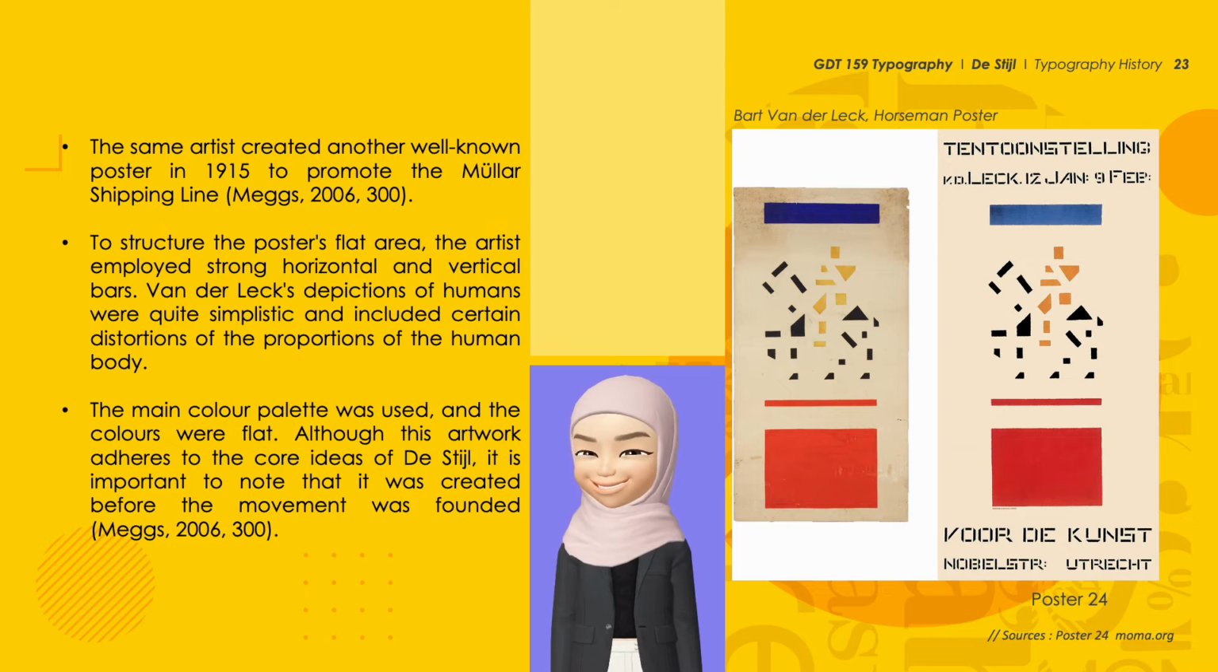The same artist created another well-known poster in 1915 to promote the Müller shipping line. To structure the poster's flat areas, the artist employed strong horizontal and vertical bars. Van der Leck's depictions of humans were quite simplistic and include certain distortion in the proportions of the human body. The main color palette was used, and the colors were flat. Although this artwork adheres to the core ideas of this style, it is important to note that it was created before the movement was founded.